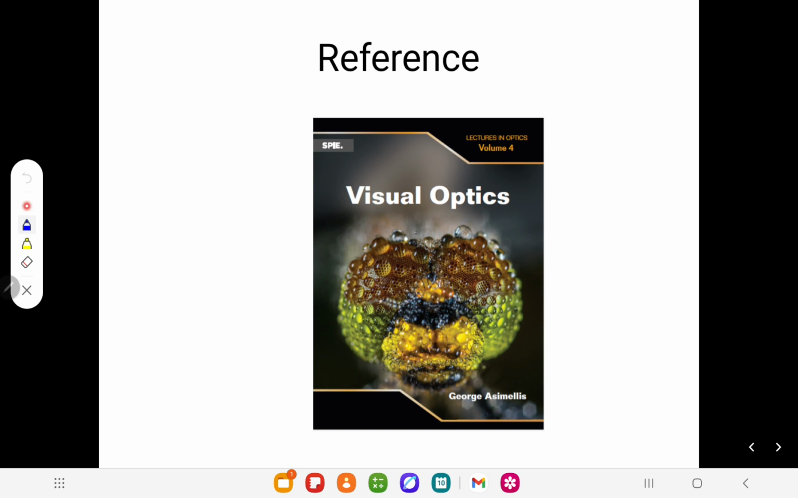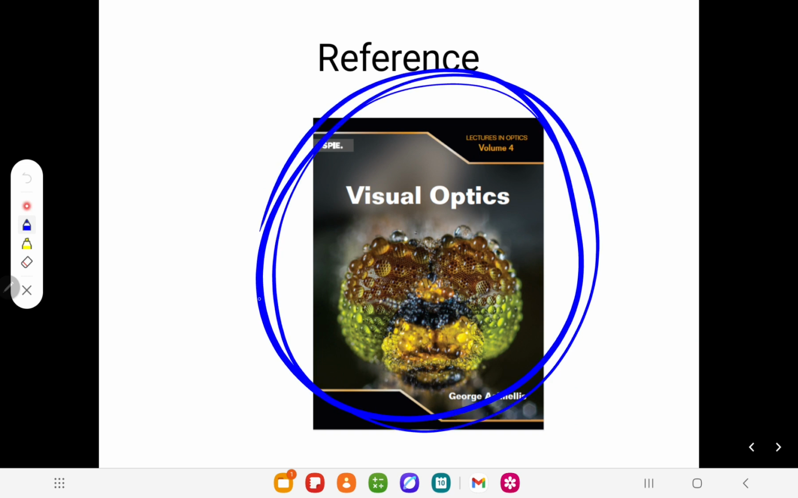Okay, so finally, this is the only book I have taken as a reference, my favorite book from Professor Dr. George Asimelis. Okay, I will come with the third video. I think aberration is the main chapter for visual acuity.